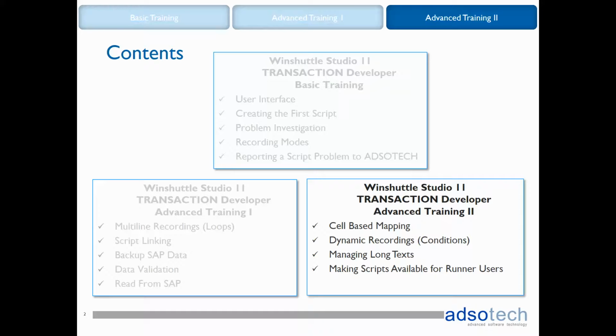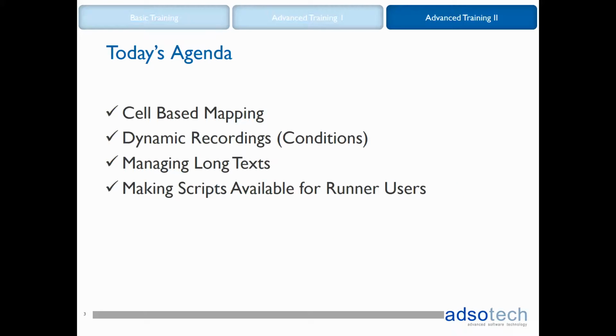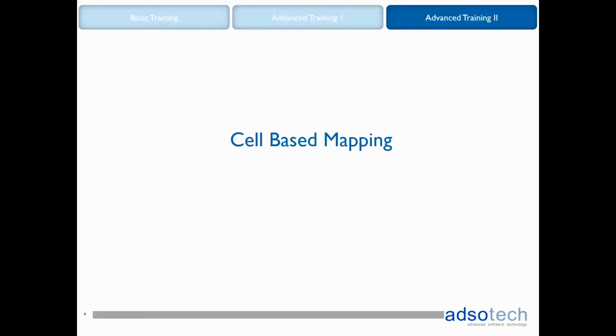These packages are designed for new Windchill users with a developer license. We are now in the Advanced 2 training package, which includes cell-based mapping, conditions, long texts, and making scripts available for the runner users. This is the first portion of that package, where we will concentrate on scripts that work with an Excel input form, something we call cell-based mapping. Let's dive in.